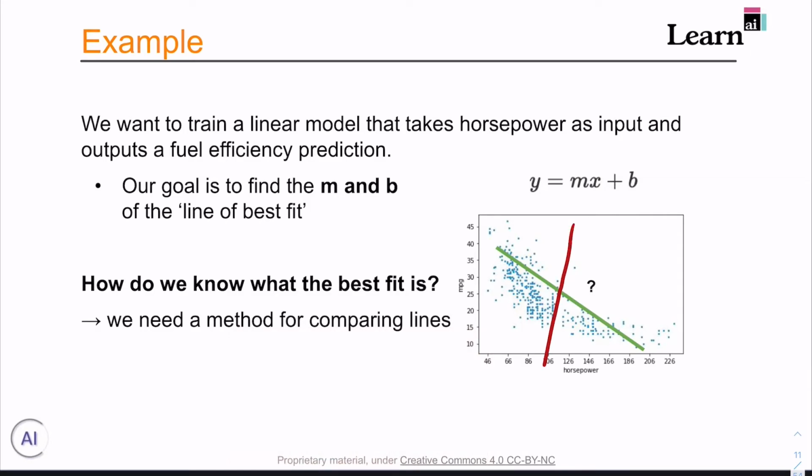We need a method that says this red line is worse than the green one. We can see that because we have eyes. Computers don't have eyes, and we need a way to rigorously define what line is better than other lines.